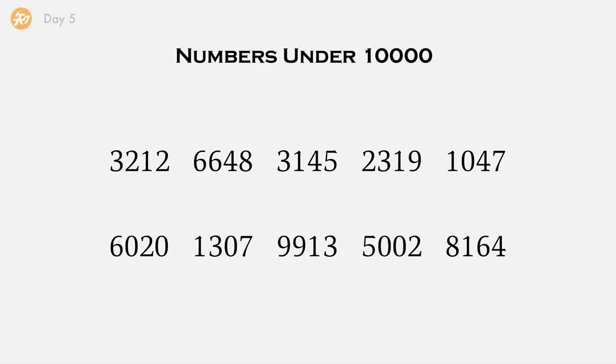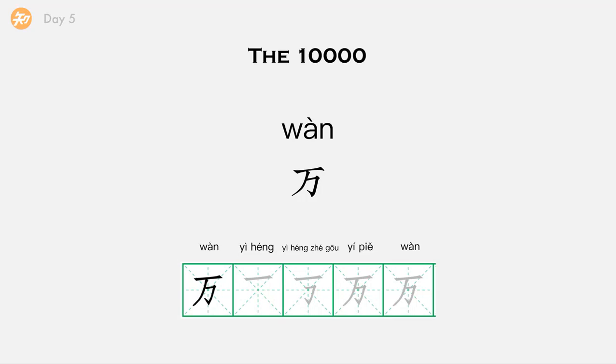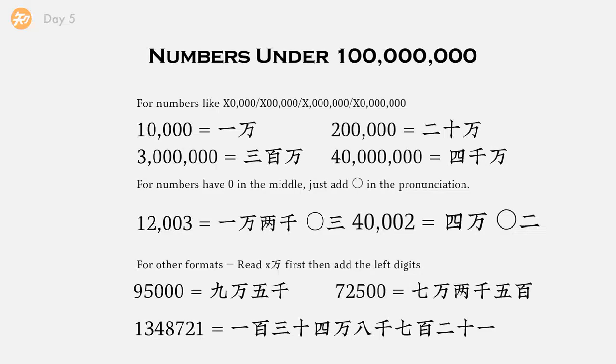Okay, we'll learn the next one, which is 10,000. It's 万. The strokes order is simple. Remember, it's 万. Now, let's take a look at how to pronounce the numbers. For numbers like 10,000, 100,000, million, 10 million, we pronounce them like the English way. For example, 10,000, 1,000.